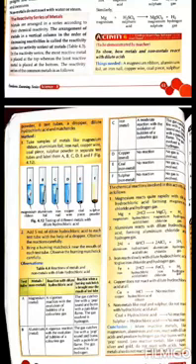Then for iron, it reacts slowly with dilute hydrochloric acid to give iron chloride and hydrogen gas. Chemical equation for the reaction is Fe + 2HCl giving FeCl2 + H2.